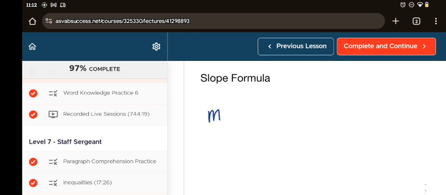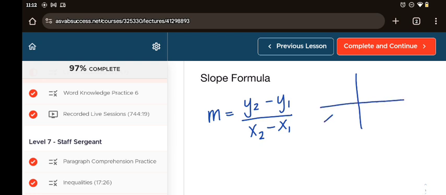Slope is always represented by the lowercase letter m, and the equation to find slope is y2 minus y1 over x2 minus x1. This is the formula you want to memorize. Now, what does this mean? When we find a slope, we're finding the slope between 2 points. So let's say we have a line that goes like this.